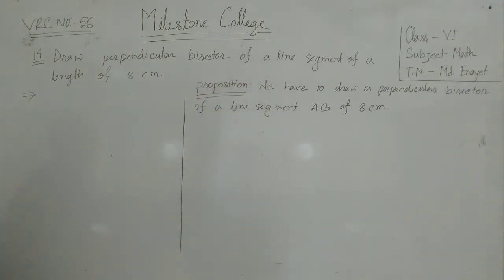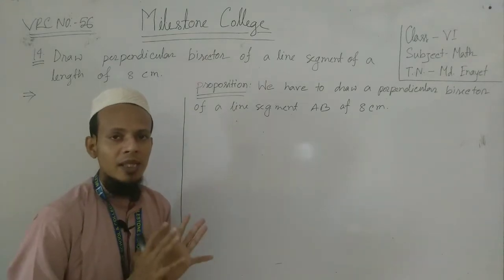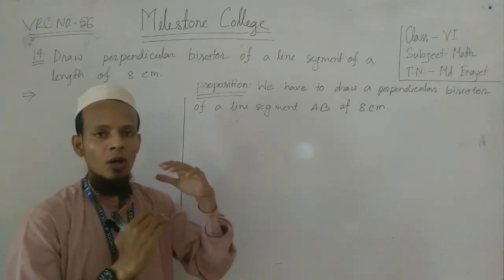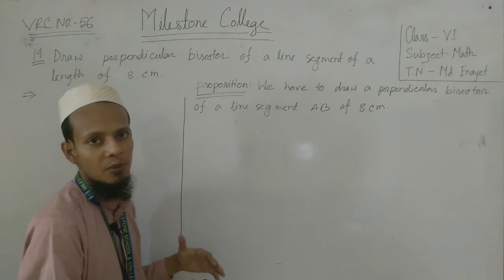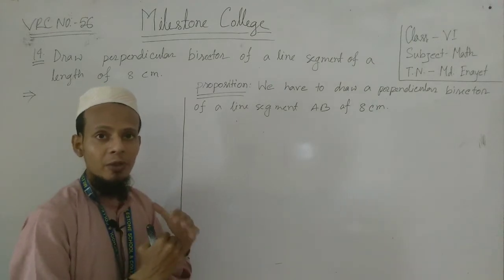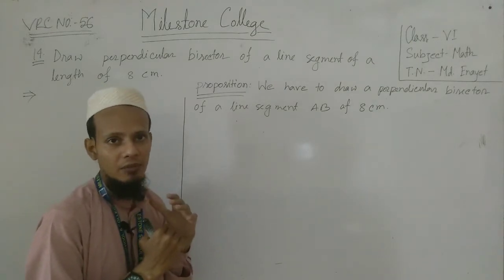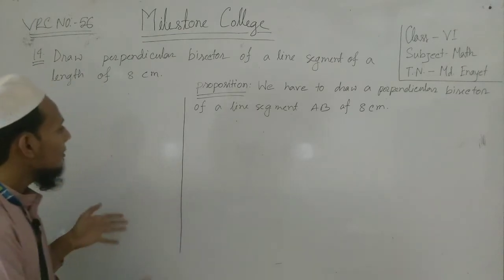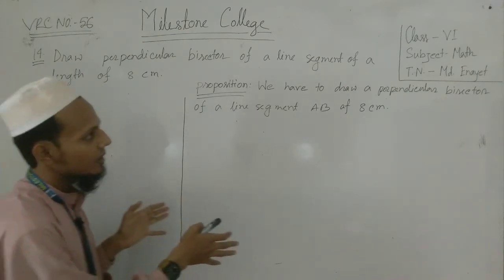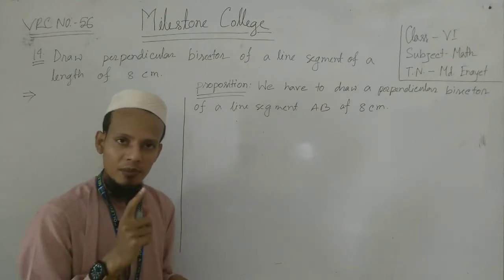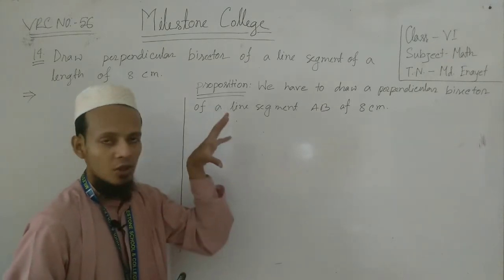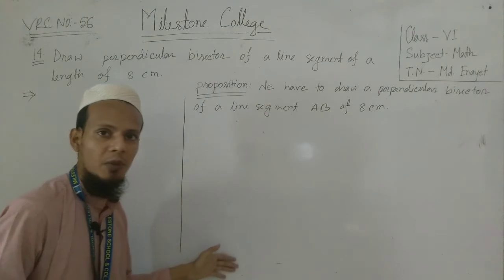Now we will go for the figure. Please keep in your memory that at the top of your copy you must draw the figure, then the proposition, then the steps of construction. On the board I am using the left side and right side because there is not enough space, but in your copy you must draw the figure first at the top.